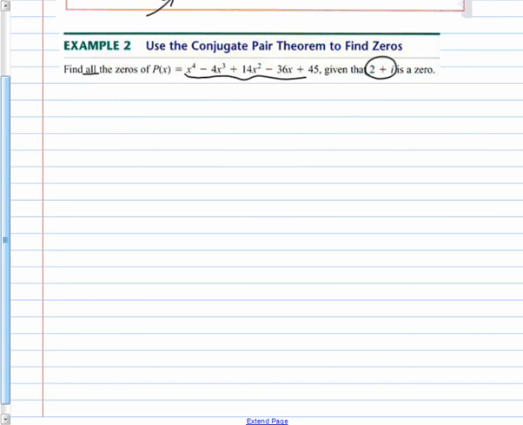I am going to take that 2 plus i and do synthetic division with it because it's supposed to be a zero. 1, -4. I need to spread these out a little more. -4, 14, -36, and 45. So how does it work with a complex number? Well, the process is the same. Bring down your 1. Multiply by 1. 1 times 2 plus i is 2 plus i. Now I can only add together the real parts. -4 plus 2, that's -2 plus i.